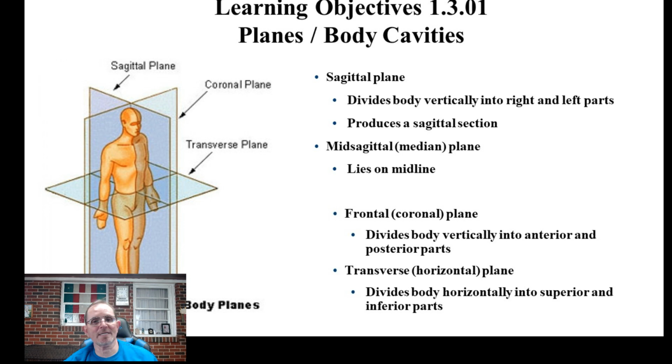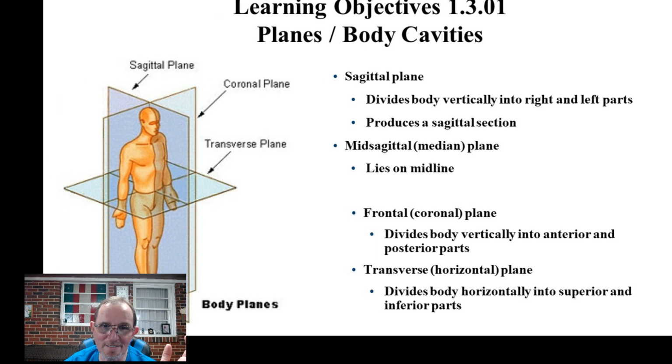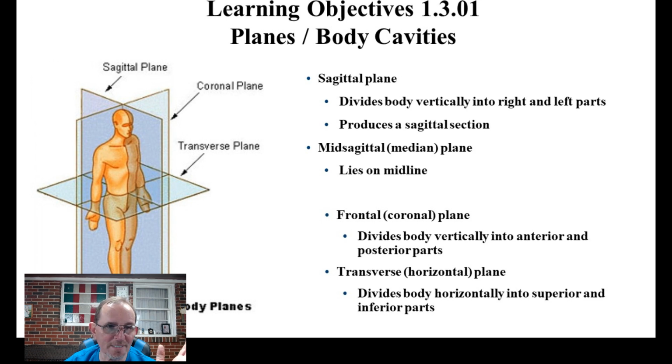Body planes and body cavities. So I talked about that imaginary line running straight up and down. Now, if you imagine this line, it divides you into an equal right and left half. That's going to be the mid-sagittal plane. Now, there are a lot of sagittal planes, but there's only one mid-sagittal plane. But that's really a topic that we can discuss more in the lab.